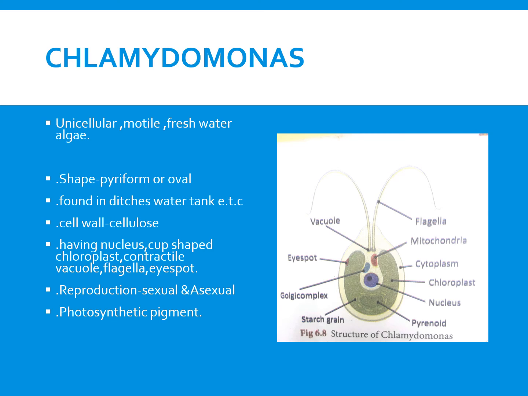First, flagellum. The cell organelles are mitochondria, then cytoplasm, a cup-shaped chloroplast, and the nucleus. This chloroplast will have reserve food material as starch grain and then pyrenoid. And then Golgi complex are also present. The diagram is very clear. I may ask you to draw the diagram for the test.